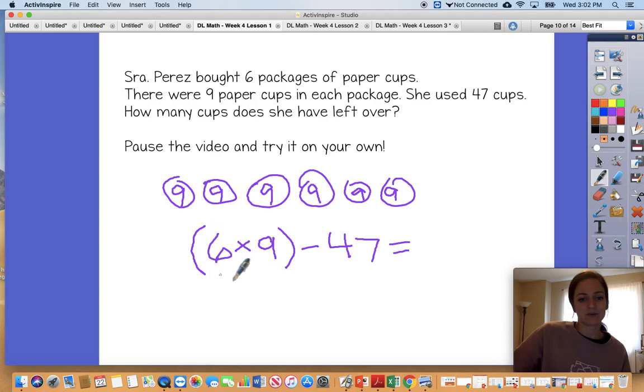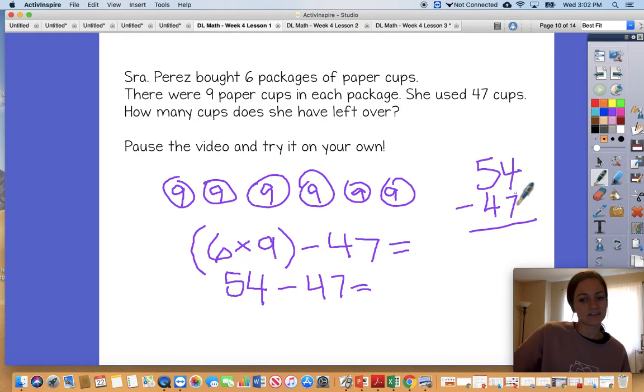So let's solve it. We're doing parentheses first. 6 times 9 is, hopefully you know this off the top of your head, but if you don't, go ahead and do your 9s trick. 54. 54 minus the 47 cups she used will tell us the total. And I'm going to stack them on top of each other so it makes it a little easier.